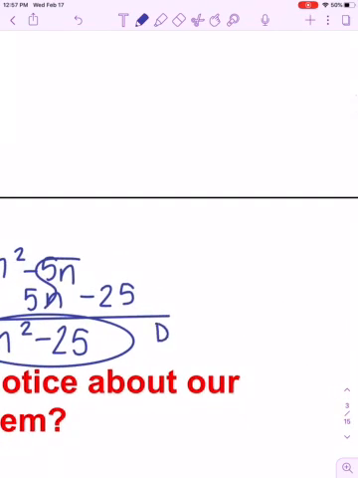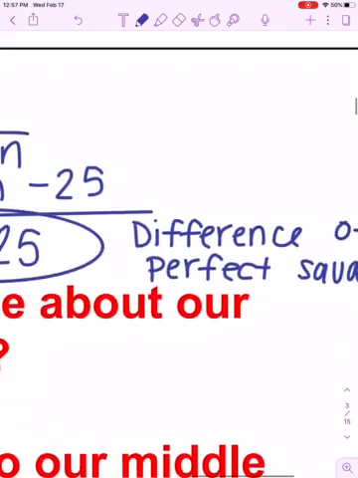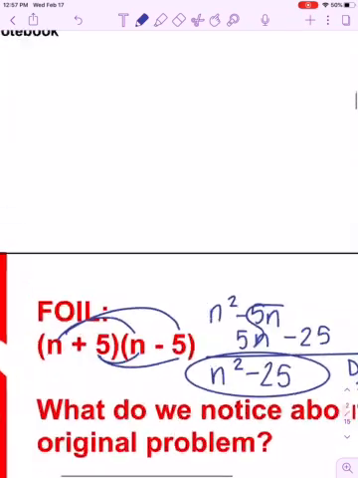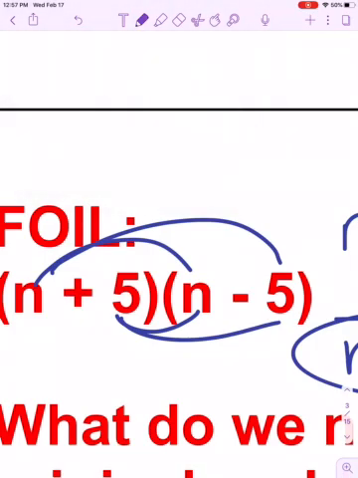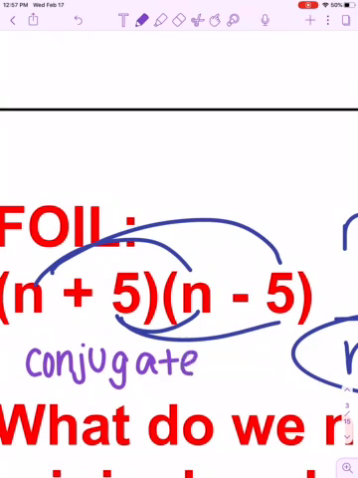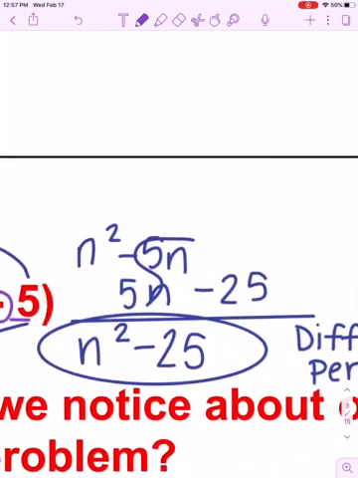Okay, so that's your answer. So this is what we call the difference of perfect squares. Because if you look, we had matching numbers with opposite signs to start with. N plus 5 and an n minus 5, those are called conjugates. Okay, matching numbers, n and 5 and n and 5, but opposite signs are conjugates.